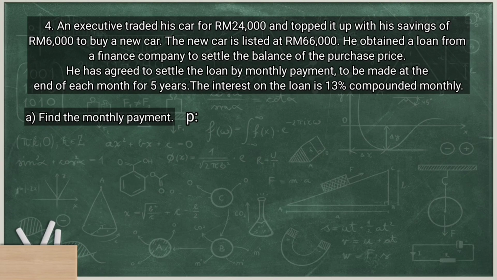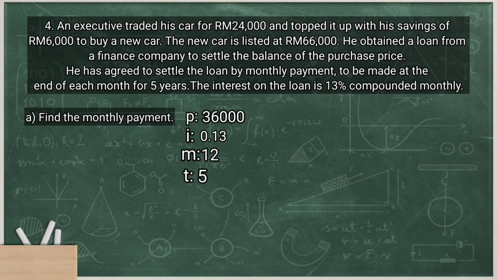Now we need to find the R. A is the principal amount, which we will put as 36,000. I is the monthly interest rate, which is 13% per year compounded monthly. We will put 0.13 divided by 12. N is the number of monthly payments, which is 12 months per year for 5 years. We will put 12 times 5.